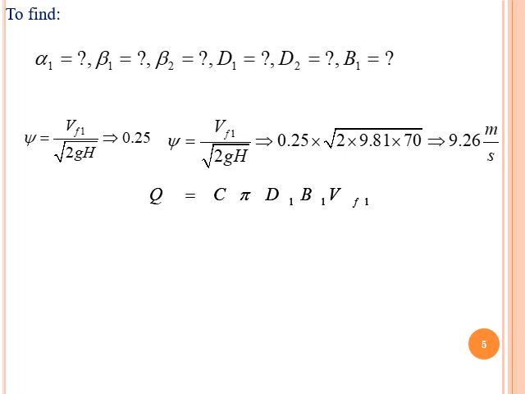So now discharge formula is Q is equal to C into π into D1 B1 into Vf1. So here in this one, π D1 B1 represents the area of the flow, and Vf1 is the velocity of flow.